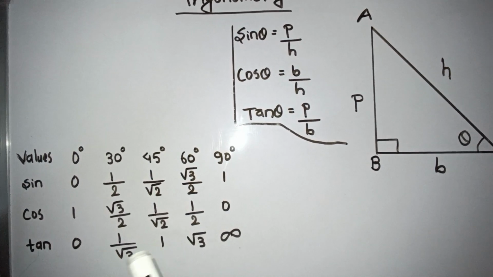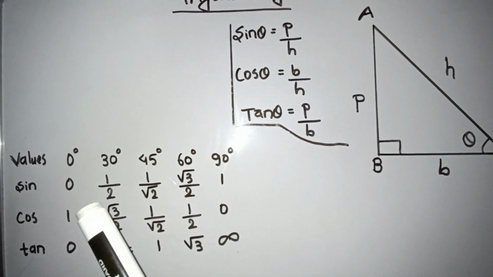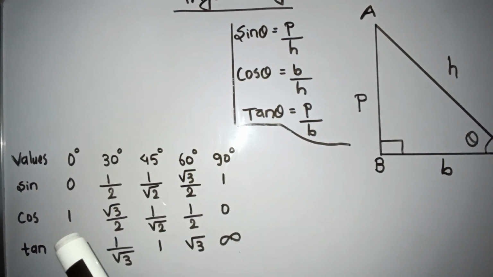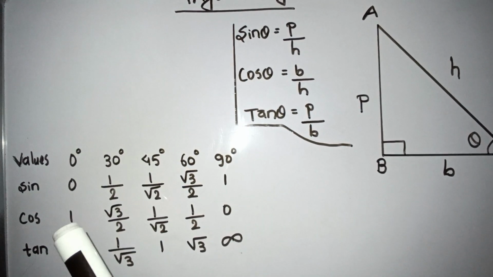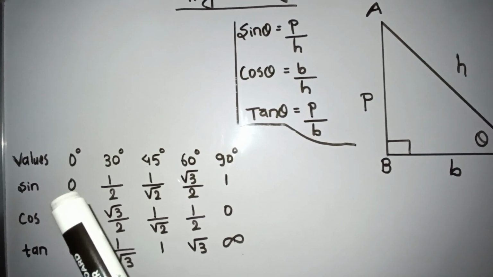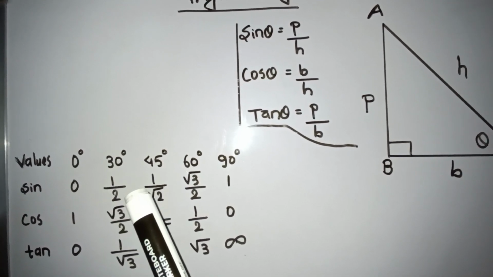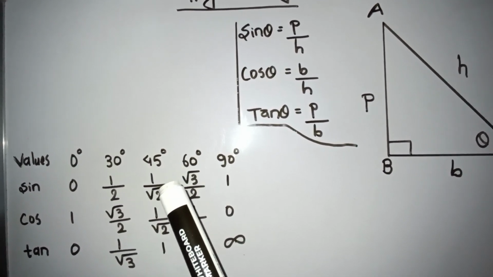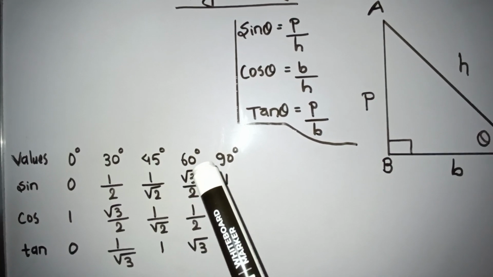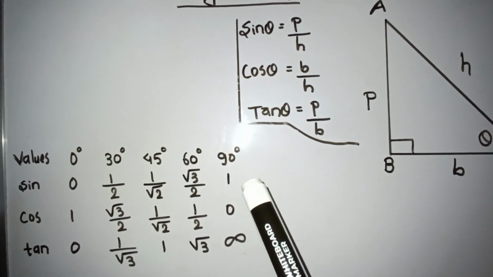And we also know some values of sine theta, cos theta, and tan theta. If we need to calculate the value of sine 0 degree, then we have 0; 30 degree, 1 by 2; 45 degree, 1 upon root 2; 60 degree, root 3 by 2; and 90 degree, 1.